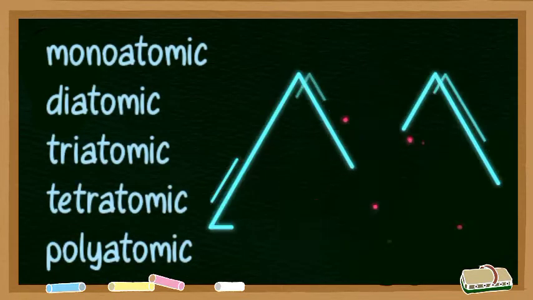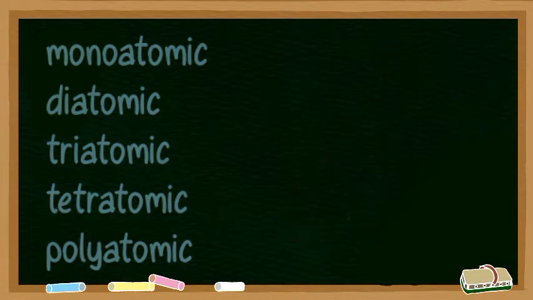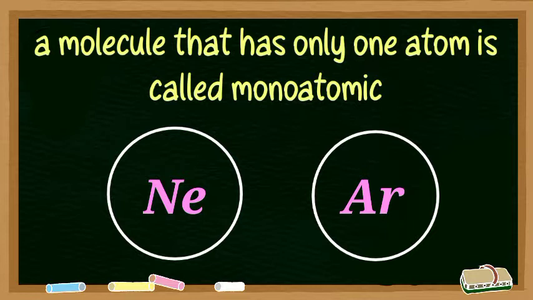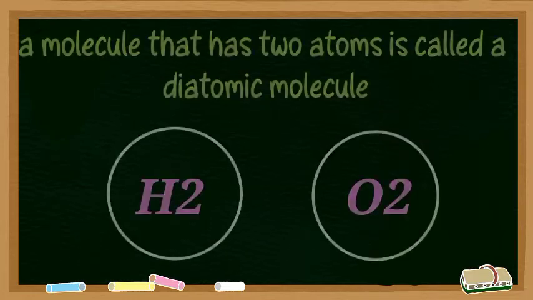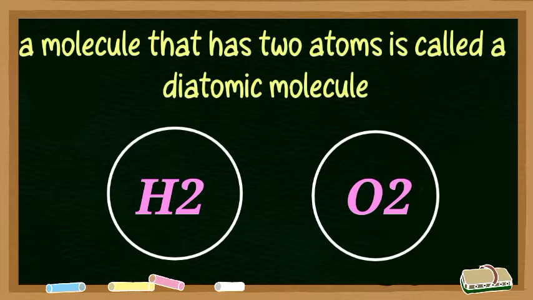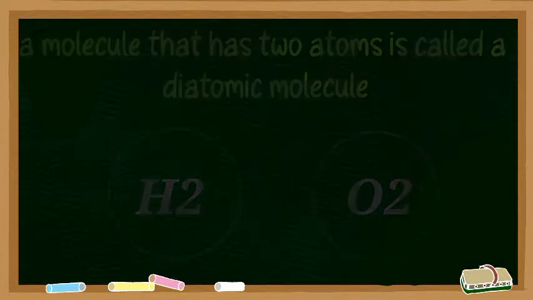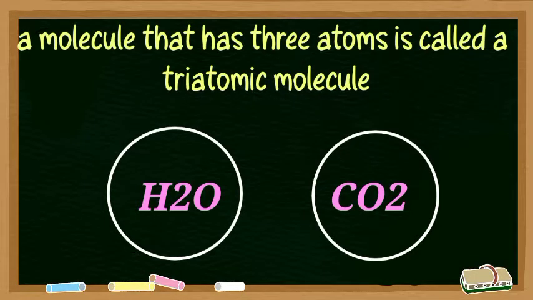A molecule can be monoatomic, diatomic, triatomic, tetratomic, and polyatomic. A molecule that has only one atom is called a monoatomic molecule. Examples are neon and argon. The molecule that has two atoms is called a diatomic molecule. Examples are hydrogen and oxygen. The molecule that has three atoms is called a triatomic molecule. Examples are water and carbon dioxide.